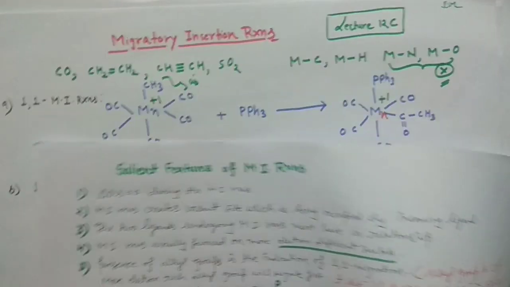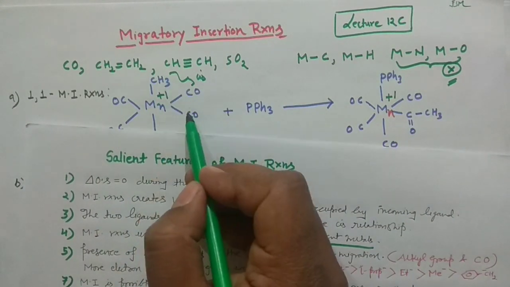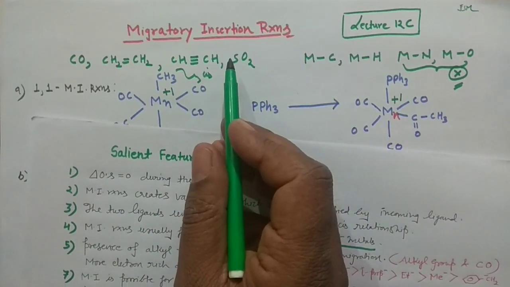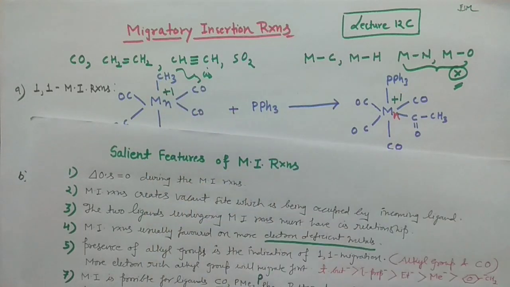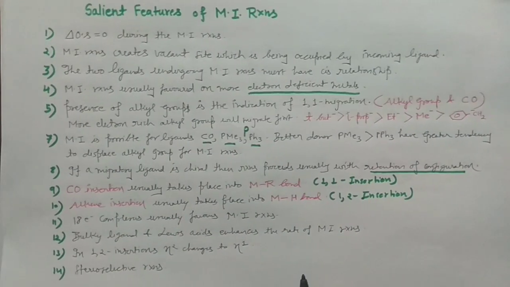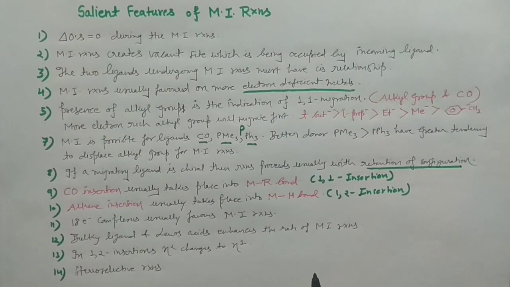So the configuration, say if it is R and it is migrating and migratory insertion reactions are going on, so it will become R on migration. It will not change its configuration. Okay, so this is called the retention of configuration during the migratory insertion reactions.